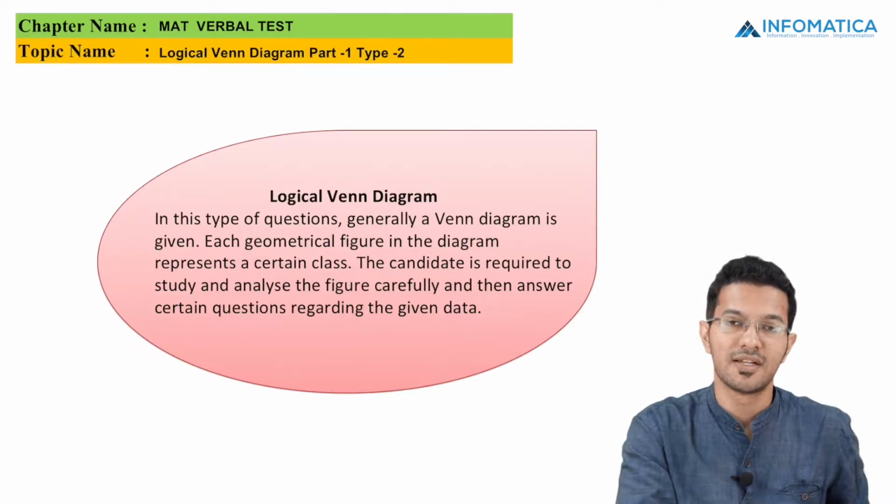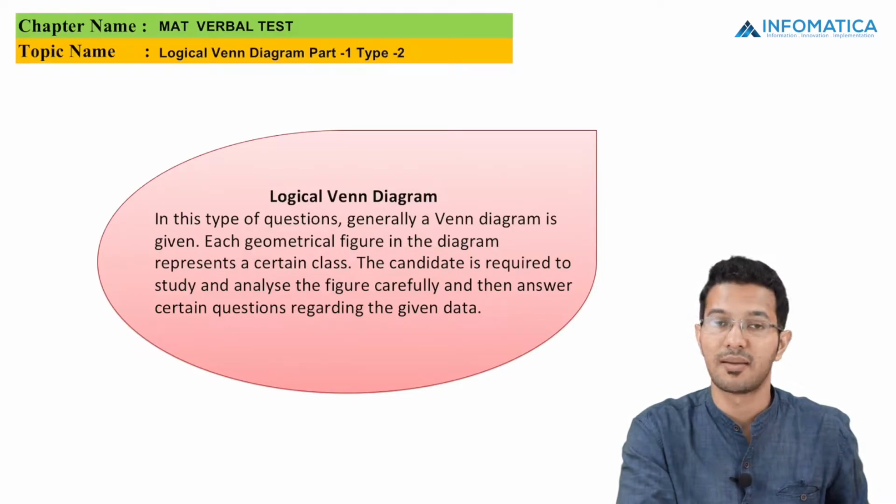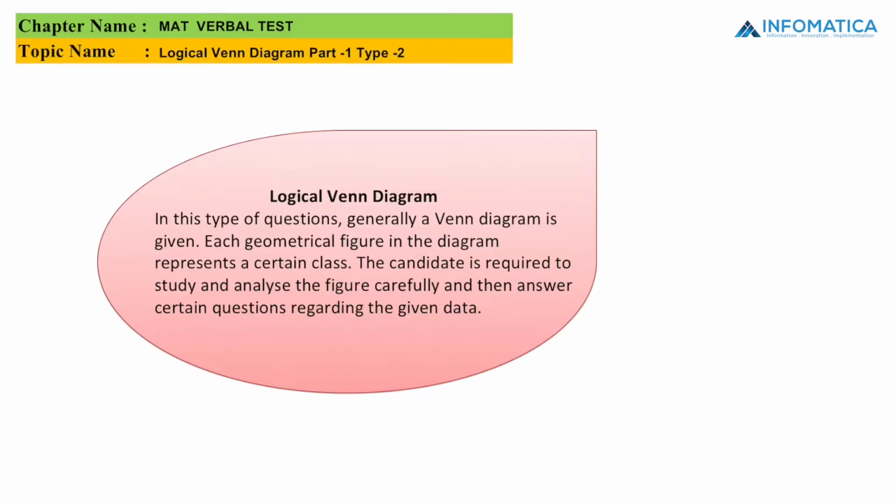Now the definition of logical Venn diagram type 2 says that in this type of questions generally a Venn diagram is given. Each geometrical figure in the diagram represents a certain class. The candidate is required to study and analyze the figure carefully and then answer the certain questions regarding the given data. So let us begin with the MCQs.